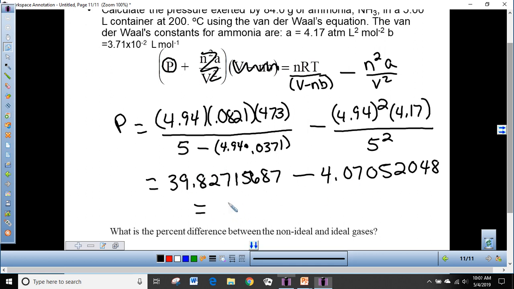We can round to 3 significant digits like we did earlier. We're going to get 35.8. If we got rid of all those units, because it's pressure, you would see that it is atmospheres. So this is what the gas is really doing. It's only doing 35.8 atmospheres of pressure, where we thought it was going to do 38.